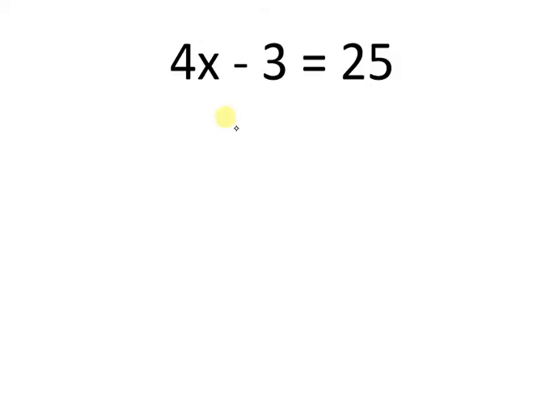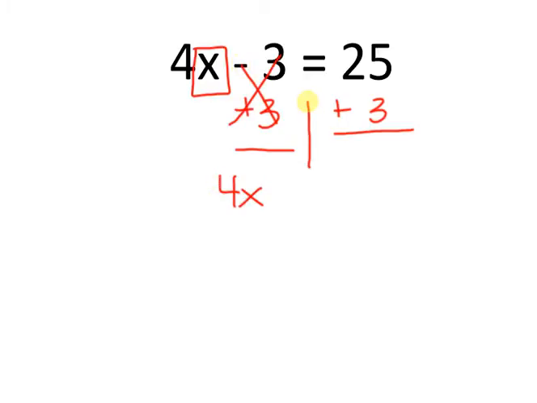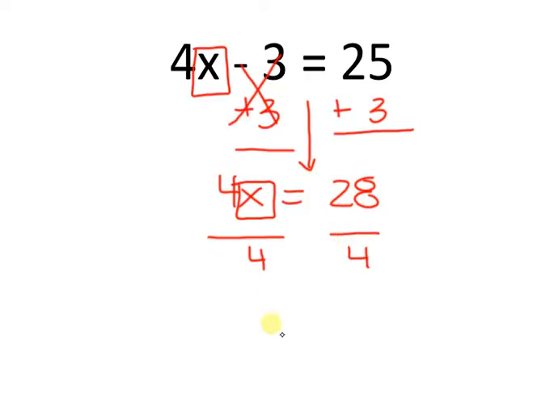All right, let's take a look at this one here. So I'm going to box off my variable. Here is my constant. I'm going to handle this first. I have a minus 3, so my inverse is plus 3, and I'm going to do it to both sides of the equal sign. My minus 3 and plus 3 cancel, so I'm left with 4x. I'm going to bring down my equal sign. 25 plus 3 is going to be 28. And now I have a one-step equation. 4x equals 28. I'm going to box my variable, divide by 4, and I'm left with x equals 7.